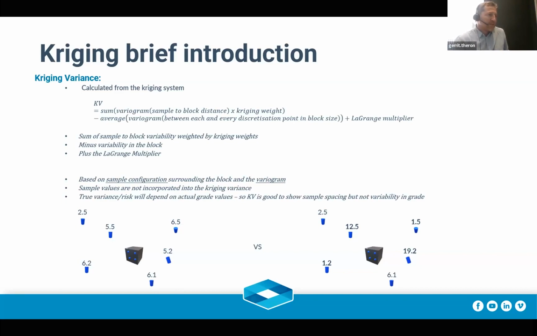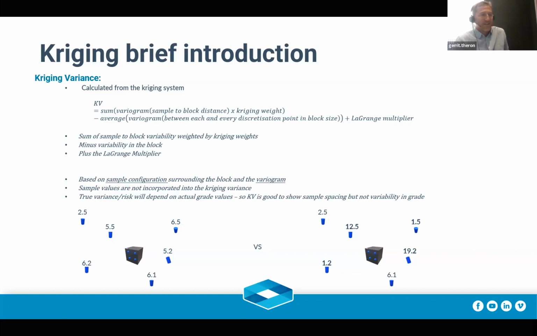So if we look at those examples at the bottom, we can see the block is surrounded by 6 samples. On the left, we have grades that are less variable. We can see 5.5, 6.5, 5.2, 6.1, 6.2. So all of them are more or less the same. Versus on the right, we've got the same sample spacing, the same block size, but a lot bigger variability in our grades. You can see 12.5 versus 1.5, 19.2 versus 1.2. So the variability on the right is much bigger than on the left.